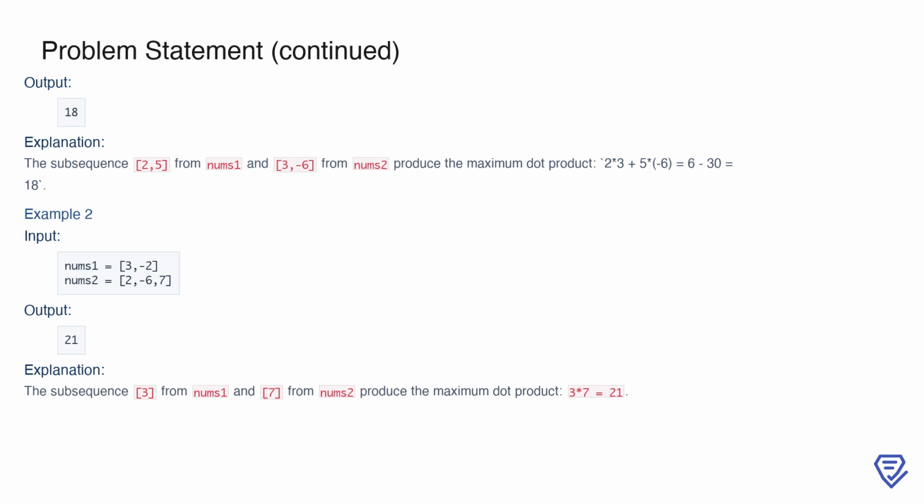In the second example, nums1 is 3, -2, and nums2 is 2, -6, 7. The maximum dot product here is 21, which comes from selecting the subsequences 3 from nums1 and 7 from nums2. The calculation here is straightforward, 3 * 7 equals 21.